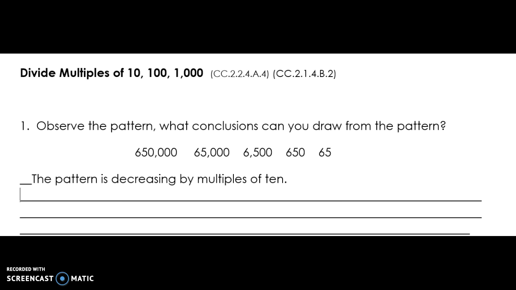One way you could check your work is to take 65 times 10. And there's a way you could check your work to make sure that it was dividing by 10. If you weren't sure, you could multiply 65 by 100. And then that would tell you if the next answer was 650 or not.